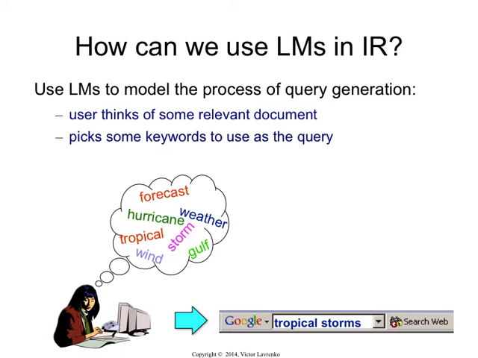The user is thinking of a relevant document. That relevant document defines a certain probability distribution over keywords, and the user in their head samples a couple of times from that probability distribution and uses the resulting sample as the query.